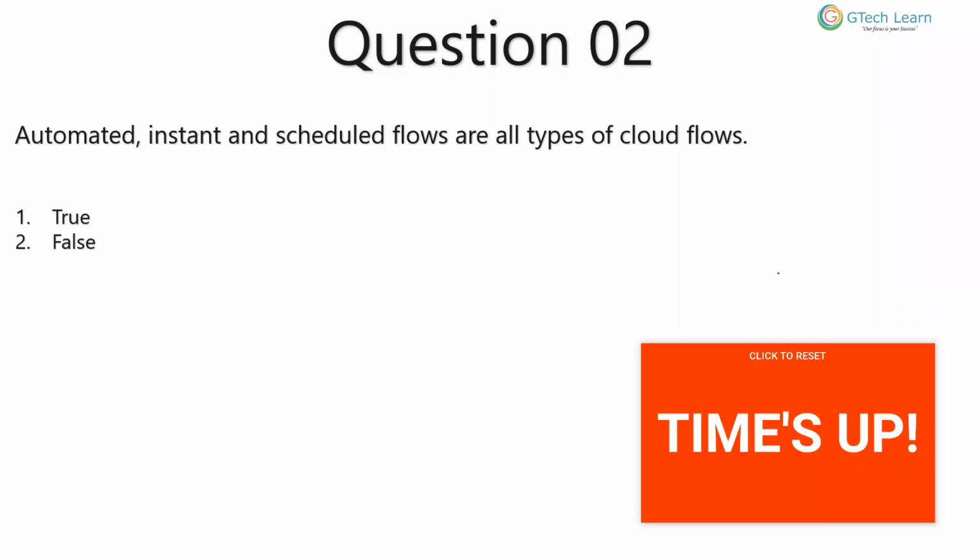Okay, so the correct answer for that question is option 1. It's a true statement that the cloud flow has 3 types of flow. The first is automated, which will run based on a trigger. The second is instant, which will run based on a button. And the third is a scheduled flow, which will run based on a time schedule.